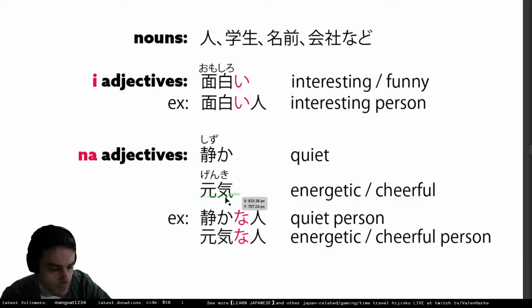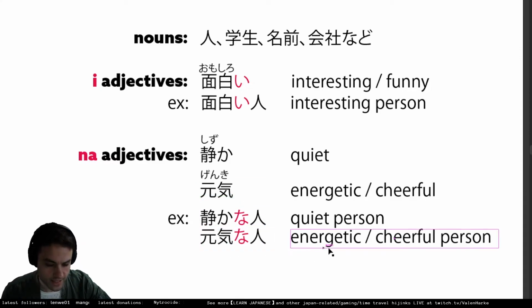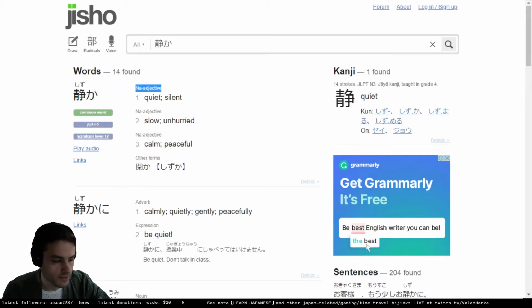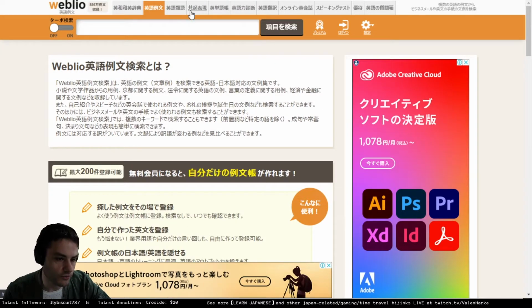All right, this is another one that pops up a lot. So this is a kind of a word that a lot of people have some experience with. Genki na hito. Energetic, cheerful person. And this one actually has a lot of translations. As a matter of fact, I'm gonna introduce you to Weblio real quick.